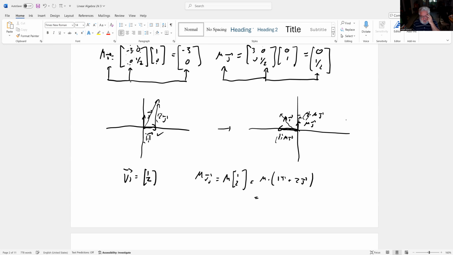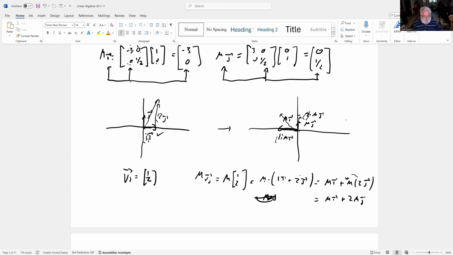And then we can use the property of matrix multiplication. This is m times, let's go over here, m times i. So m times i, and we'll distribute, plus m times 2j. And the last property we need is that we can take the 2 outside of the multiplication, 2mj.